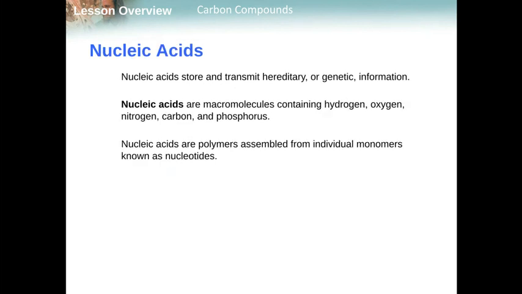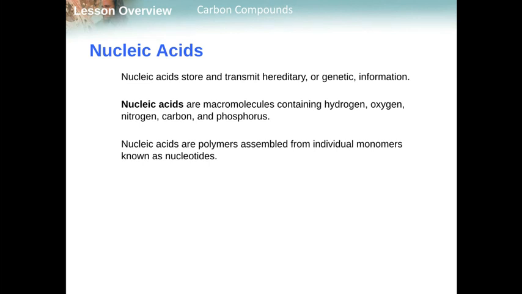Now, nucleic acids store and transmit hereditary or genetic information. This is our DNA. So nucleic acids are macromolecules that contain hydrogen, oxygen, nitrogen, carbon, and phosphorus. Nucleic acids are polymers, and the monomers that make them up are called nucleotides.